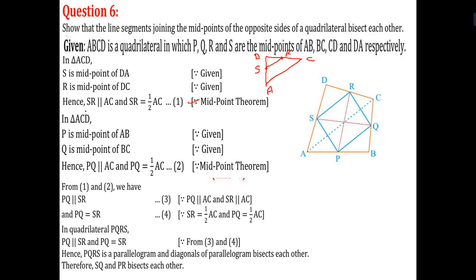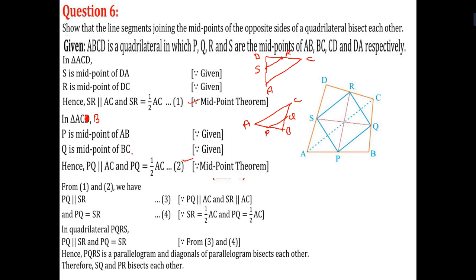Now here P. So here again it is a mistake, you have to write B. So again the same triangle we can draw, that is A, C and B. P and Q are the midpoints. P is the midpoint of AB and Q is the midpoint of BC. So hence PQ parallel to AC and PQ is equal to half AC, midpoint theorem.